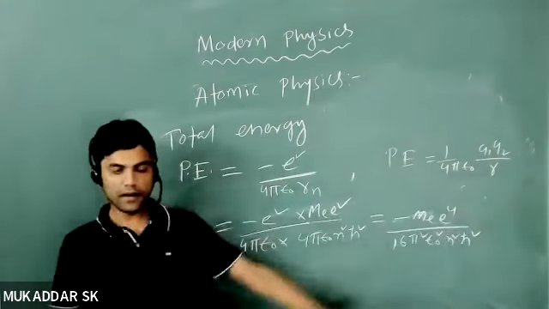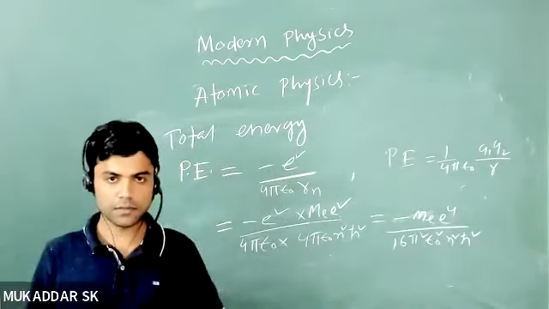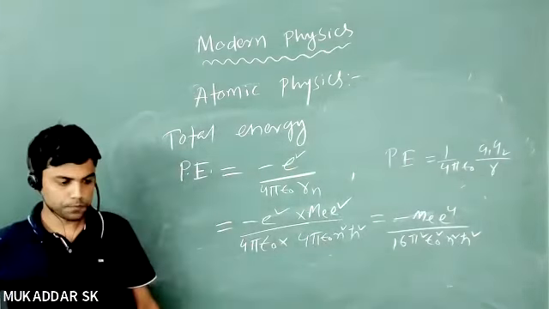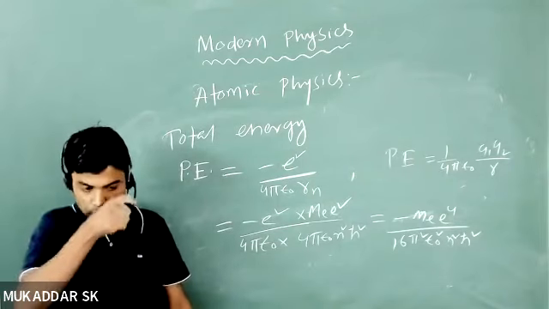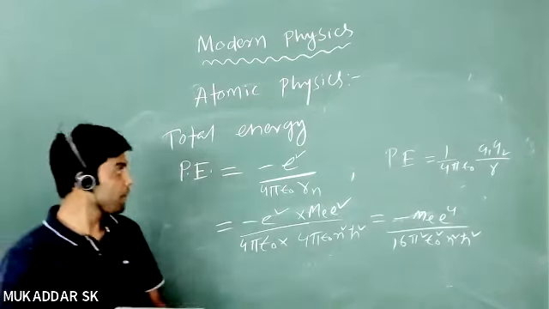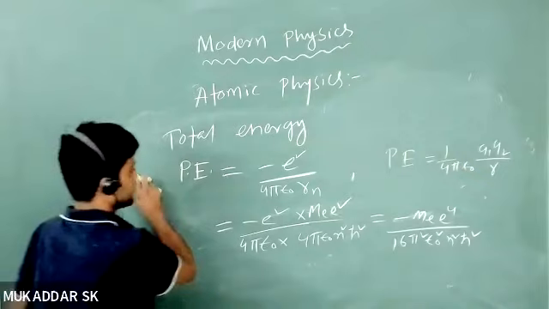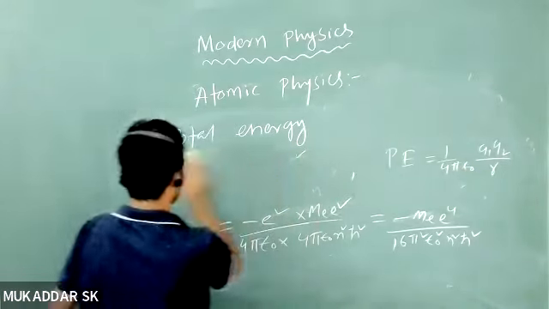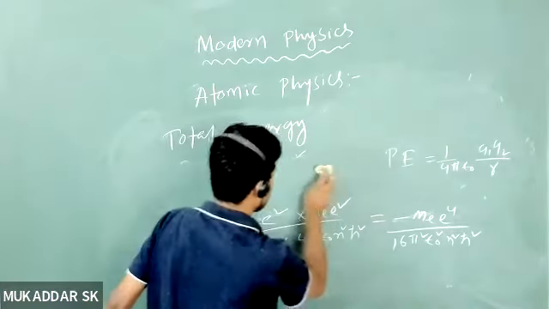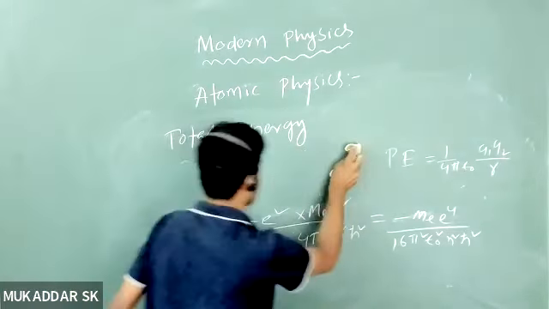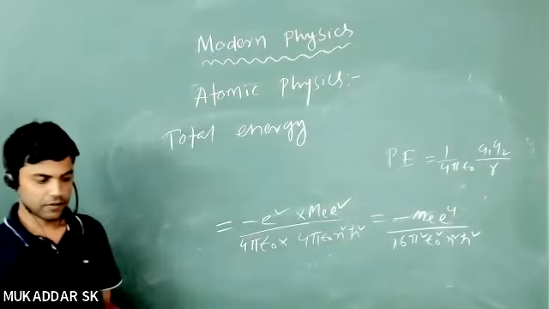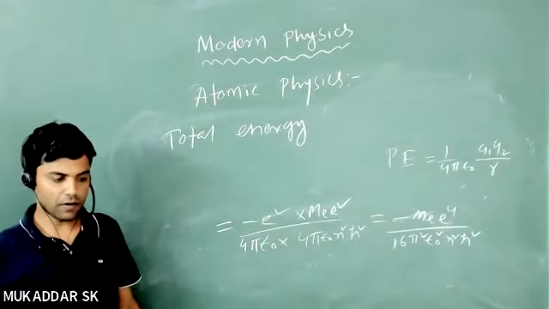What is the meaning of minus? Anyone in the class? Sir, it is a bounded system. Yeah, bounded system. You can say a minus potential means attractive in nature, is it not? So you are correct, it's a bounded system.